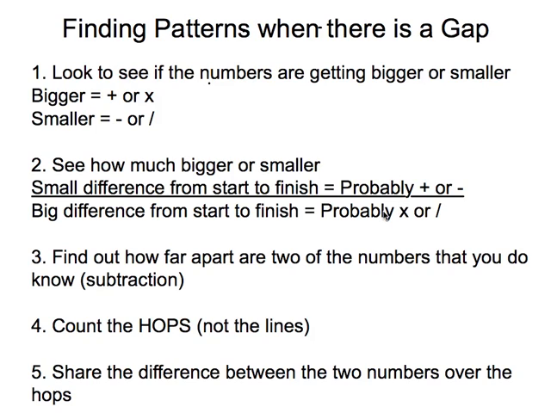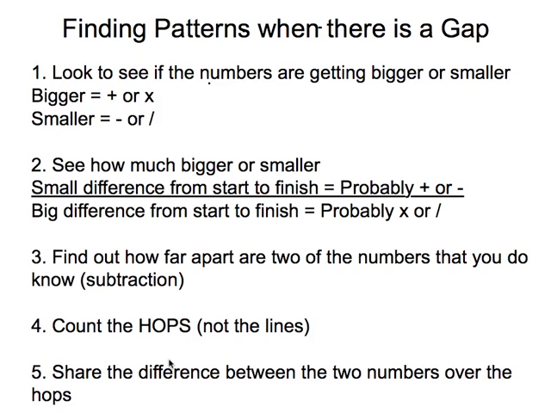Now here comes the tricky part. You want to find two numbers that you do know and figure out how far apart those two numbers are. And to do that, you're going to find their difference by subtracting. Then you want to count the hops. You don't want to count the blank lines in between them. You want to count how many hops gets you from that first number you know to the next number you know.